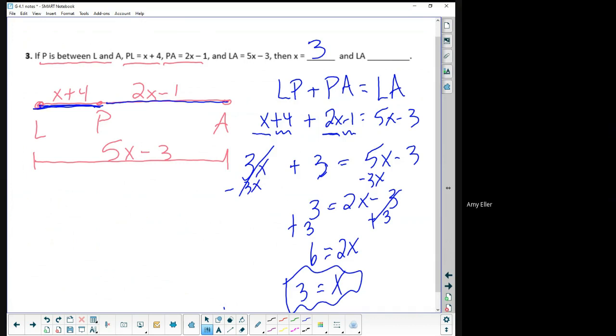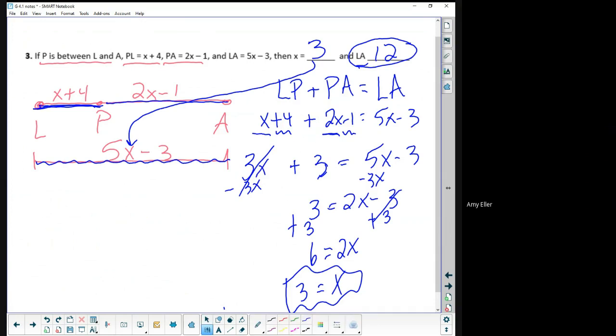Oftentimes there is a follow-up question. Here there is a question. What's LA? Well, that's no problem. Here's LA. So I'm going to take my x, plug it in. Oh, no calculator even needed. 5 times 3 is 15. Minus 3 is 12. I do not require work for that sort of follow-up question.